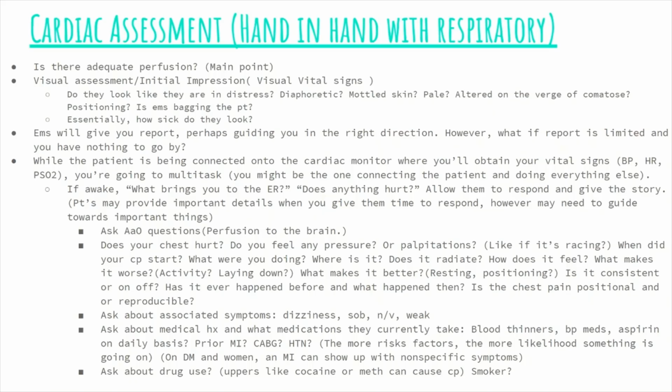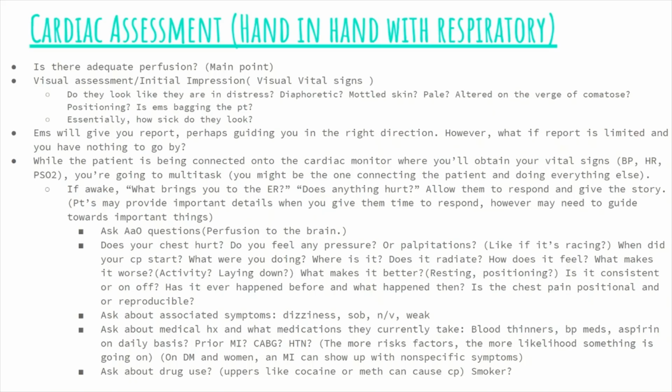So essentially, the more risk factors that the patient has, the greater likelihood that something serious is happening, right? And if they've had previous heart attacks, you know that they're likely to have another one again, right? And another important thing to keep at the back of your mind is that diabetic patients and females can sometimes present with non-specific symptoms or discomforts when they are having a heart attack, right? So in these patients, you should consider at least doing an EKG, right?